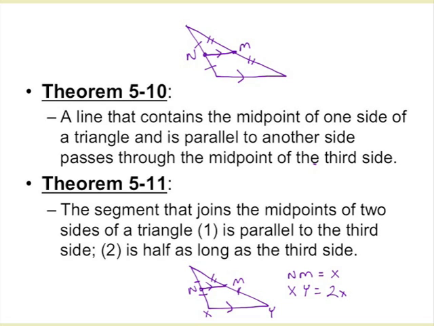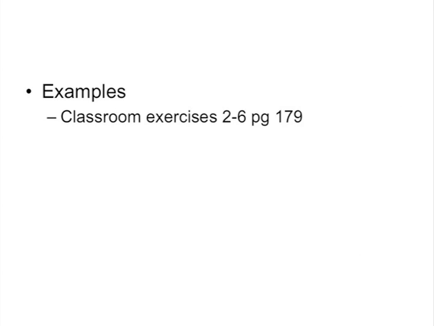Maybe X is a bad letter to use as a point here, so we'll call it Z. So if NM has a length of X, then that other side has a length of twice X, is what this theorem says. Okay, so that median segment has half the length of the side that it is across from. And that is the theorem that we're going to use in most of our example problems here.